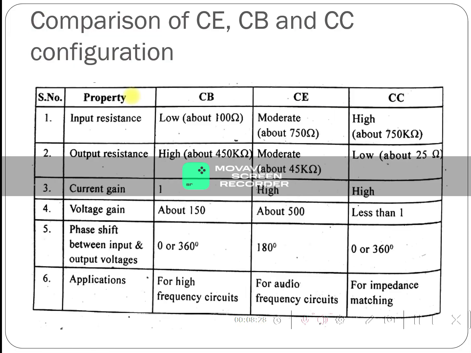Next one, comparison of configurations. We compare the following properties: input resistance, output resistance, current gain, voltage gain, phase shift, and application. Application wise, the common base configuration is used in high frequency circuits, common emitter in audio frequency circuits, and common collector in impedance matching circuits.